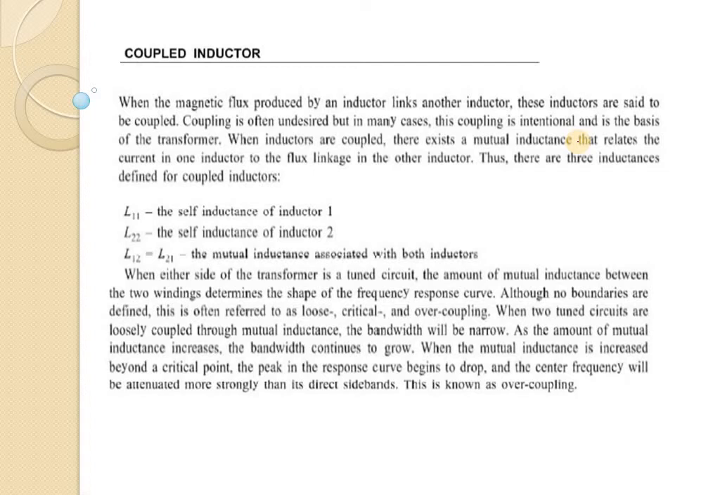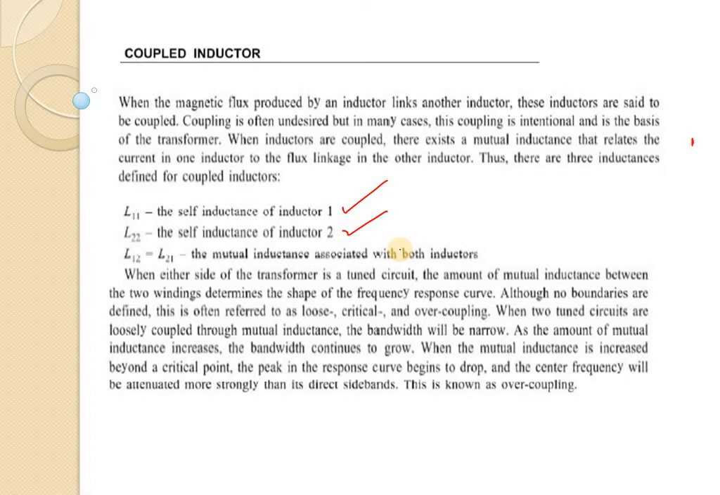When inductors are coupled, there exists a mutual inductance that relates the current in one inductor to the flux linkage in the other inductor. Thus, there are three inductances defined for a coupled inductor. Let us consider L11, the self-inductance of inductor 1. Then L22, the self-inductance of inductor 2. Then L12 equals L21, the mutual inductance associated with both inductors.